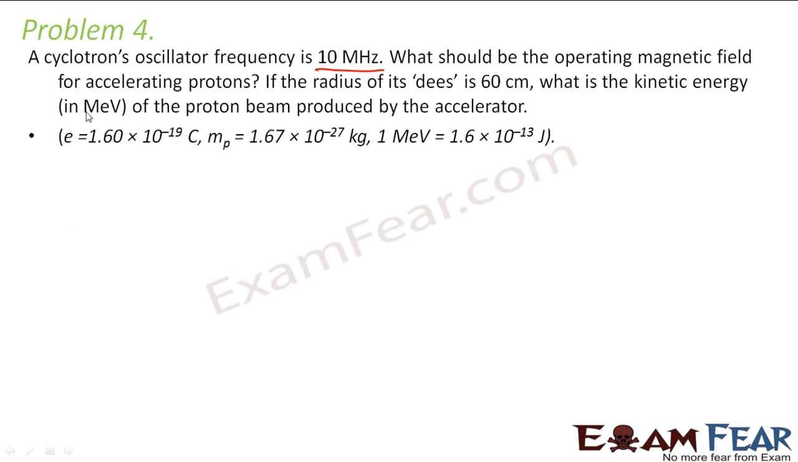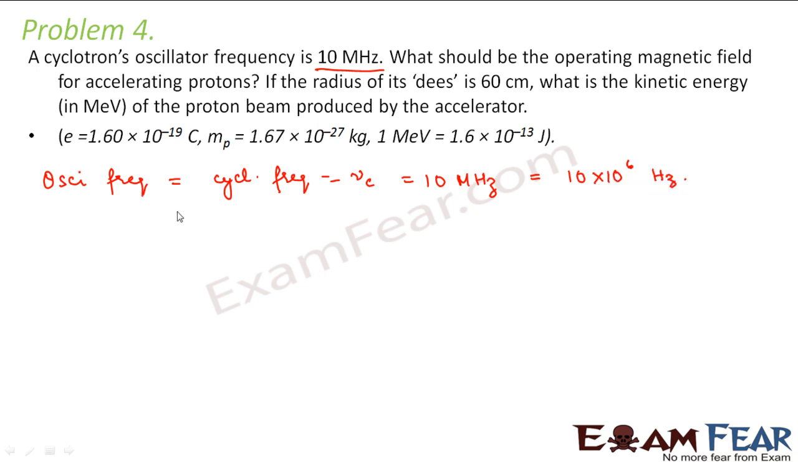Now, whatever is the oscillator frequency of the cyclotron, you would need that much frequency to be applied to the cyclotron for accelerating the charged particles, right? So that means the oscillator frequency should be equal to the cyclotron frequency, right? Which is given as 10 megahertz, which is equal to 10 into 10 to the power 6 hertz. Right? Now, we have to calculate.